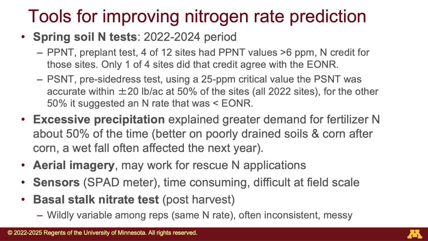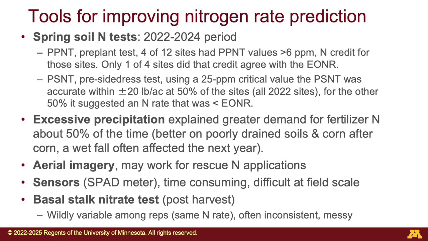But the pre-plant N test, 0 to 2 foot: 4 of the 12 sites had PPNT values that were greater than 6 parts per million, so they would have been assigned an N credit. But when you looked at that N credit, only 1 of those 4 sites really agreed with what the EONR was. And it was that one last site in 2024 at Dover, where we had corn after sweet corn with a cover crop. And that makes sense. Whenever you're going to put corn after corn, or corn after some crop that's harvested early and is going to have a long fallow period, it would make sense to take a pre-plant N test or a pre-sidedress N test. But the other 3 sites, even though they had a credit, didn't really agree with what the EONR was.